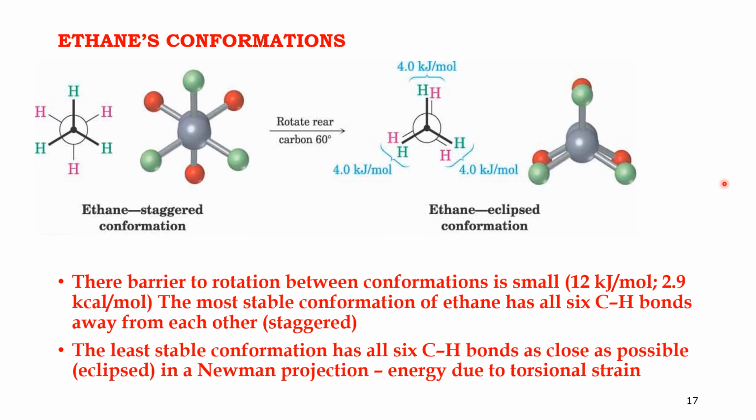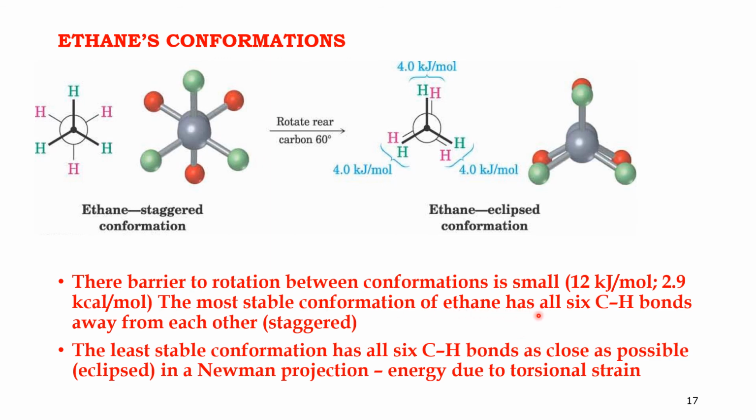Now see here, the barrier to rotation between the conformations is very small. That means at room temperature, the carbon-carbon rotation occurs. The energy barrier is only 12 kilojoule per mole. That means the conformations interconvert rapidly from Stargate to eclipsed and eclipsed to Stargate.